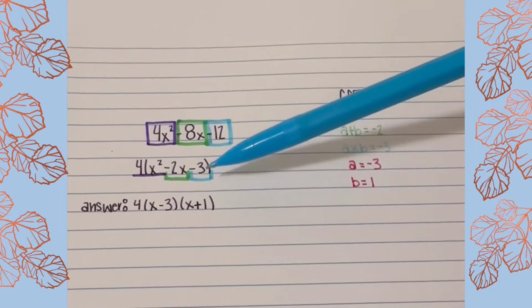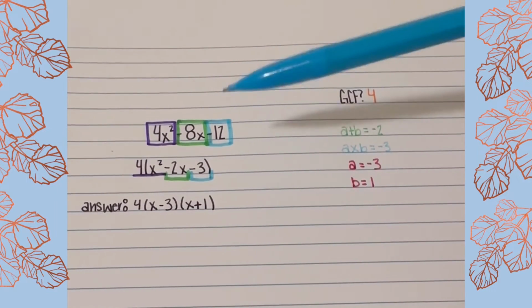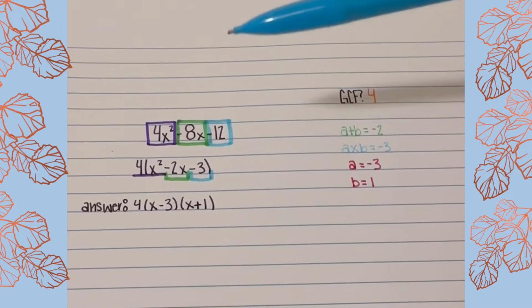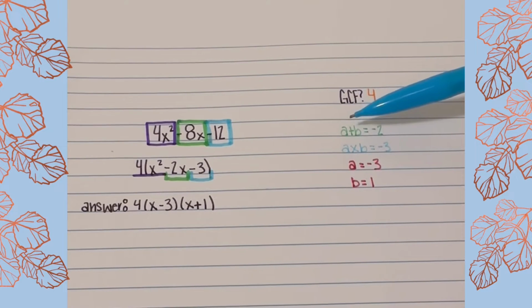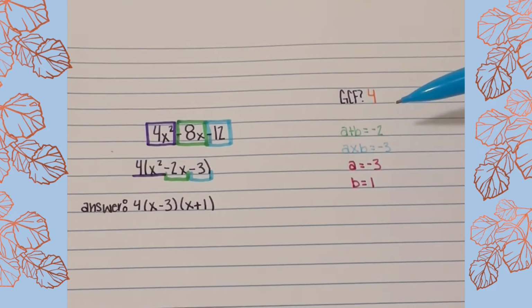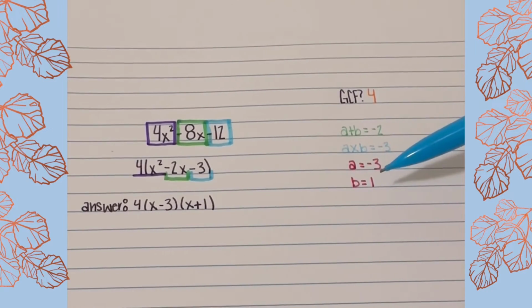Now what you're going to do with this remaining equation is look for two numbers that add up to negative 2 and multiply to negative 3. And since there are negative values, you're going to have one negative number and one positive number. One way to think of this is a plus b. So over here, a plus b equals negative 2, a times b equals negative 3. You're going to simplify that to a equals negative 3 and b equals 1.